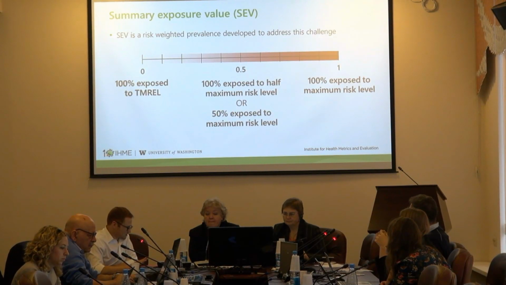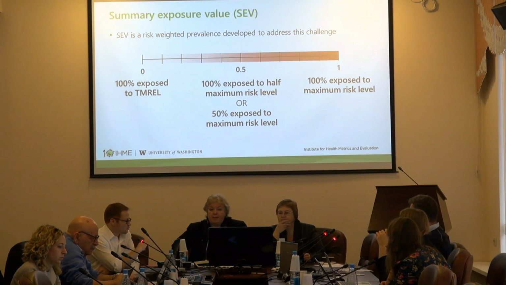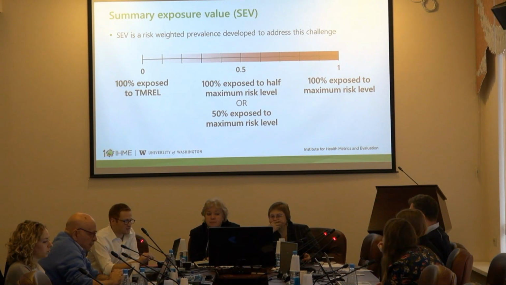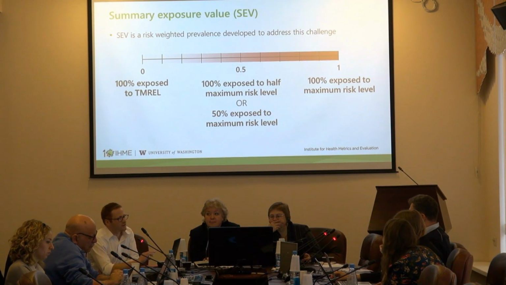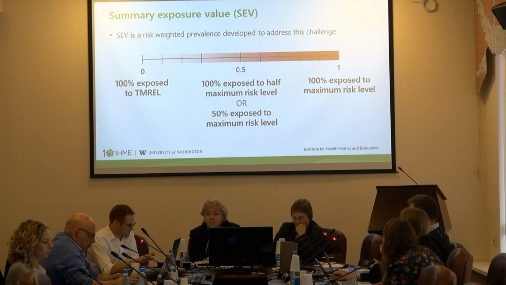Conceptually, this is the way it works. SEVs can range from 0 to 1. A 0 means nobody in the population goes to the maximum risk exposure level. Everyone in the population has the very worst type of water supply. Everyone in the population smokes the maximum number of cigarettes per day that we observe anywhere. So this is the very worst it can possibly be.